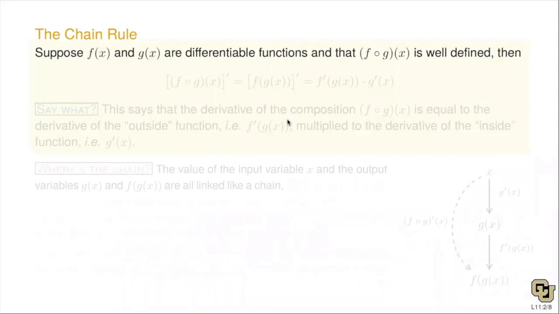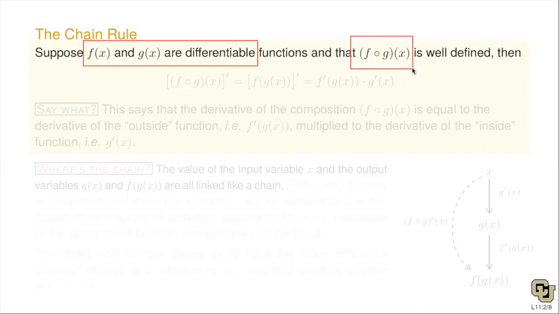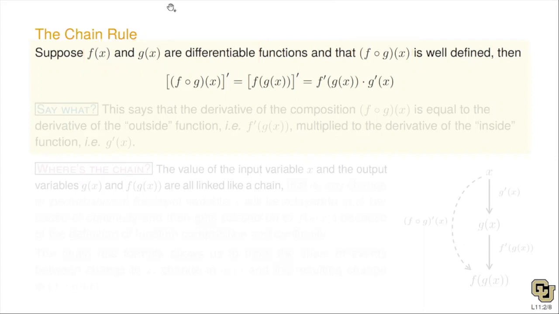So here's officially the chain rule. If we have two differentiable functions, so these are two functions whose derivatives make sense, and we want to find the derivative of the composition, the chain rule says the derivative of f composed of g, which is the same as the derivative of f of g of x, is equal to f prime of g of x times g prime of x. So let me just mention the language.